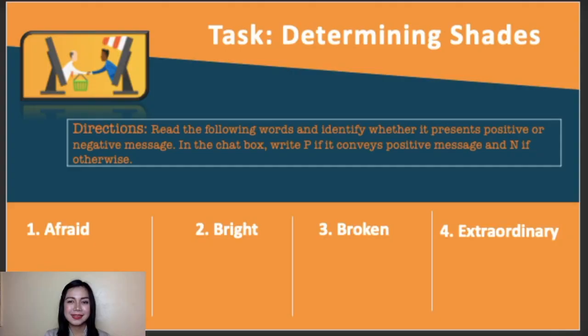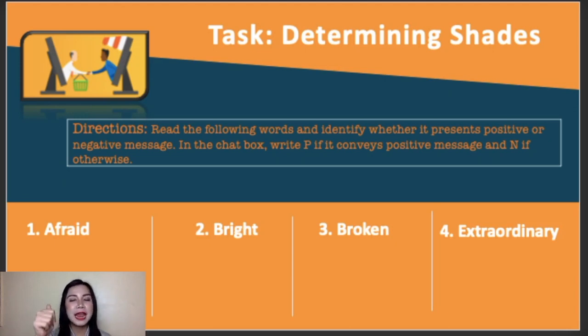This time, let's answer our task. Are you ready? Great! So our task is entitled Determining Shades. Direction: read the following words and identify whether it presents positive or negative message. In the chat box, write P if it conveys positive message and N if otherwise. Are you ready to chat, guys? Say yes. Okay, yes.